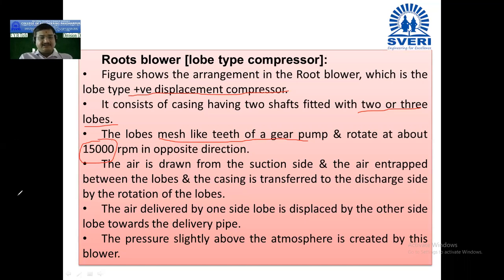But see what is the speed? Speed is 15,000 revolutions per minute. You tell me what was the speed of the vane type of blower? 3000 rpm. 3000 means almost 5 times more rotations you can get in the lobe type of the compressor.